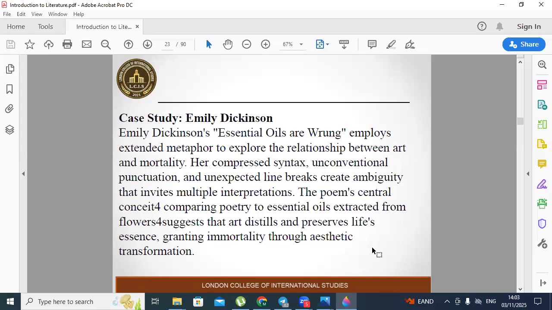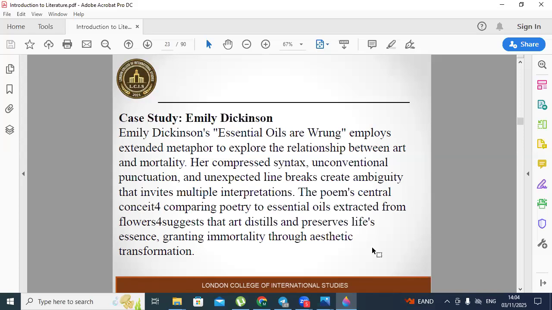Dickinson was a 19th century American poet who lived a largely reclusive life but wrote nearly 1,800 poems. Her work is characterized by compressed syntax, unconventional punctuation, especially dashes, and unexpected line breaks that create ambiguity, inviting multiple interpretations. In this poem, Dickinson's central conceit compares poetry to essential oils extracted from flowers. Essential oils are concentrated essences. You extract the fundamental nature of the rose into a few drops of oil.